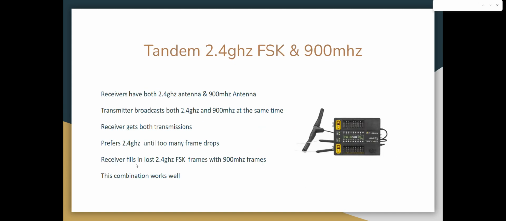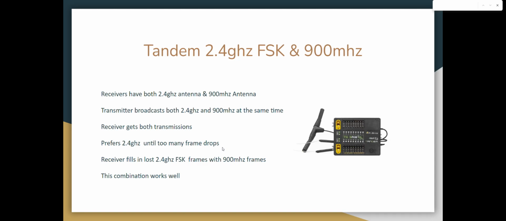So let's see. Here we go. Tandem: 2.4 gigahertz FSK and 900 megahertz. Essentially I wanted to point out that there are two different receivers in one receiver. This is a 900 megahertz receiver antenna, and this is a 2.4 gigahertz receiver antenna. So inside of this one package are two different receivers. The transmitter transmits both 2.4 gigahertz and 900 megahertz at the same time. The receiver receives both of them at the same time, but it prefers 2.4 gigahertz because it's that wide open party transmission.